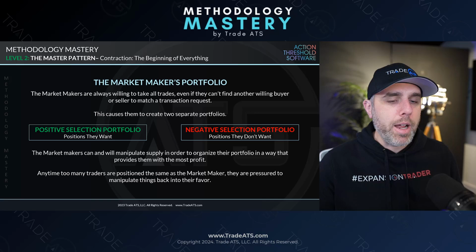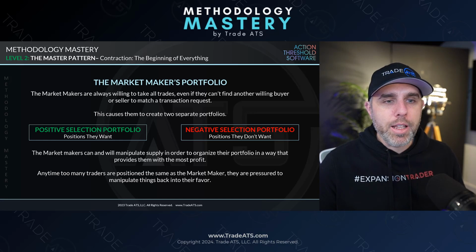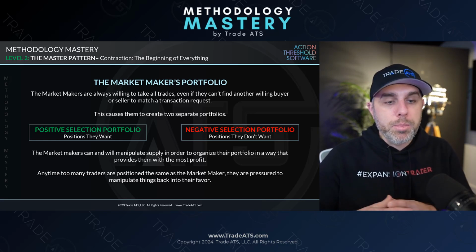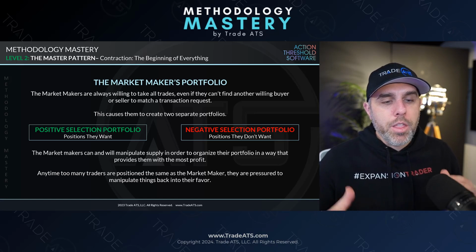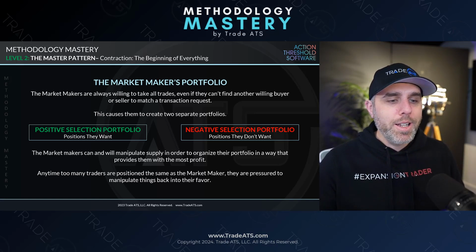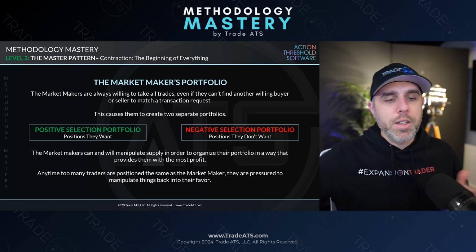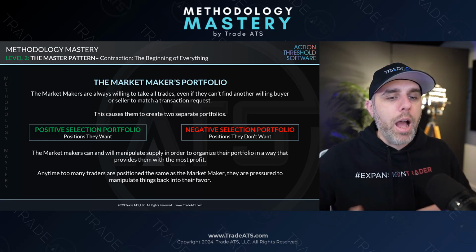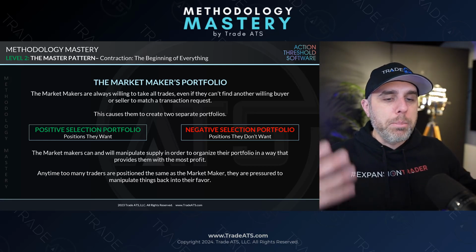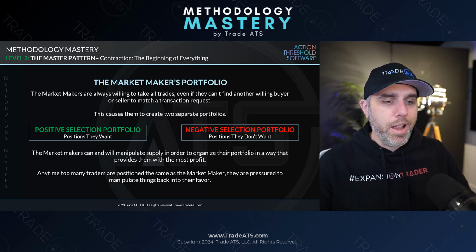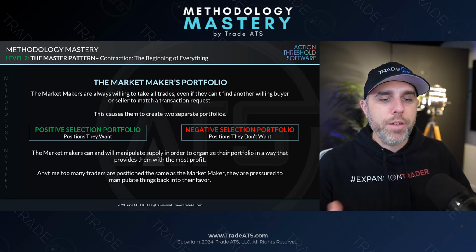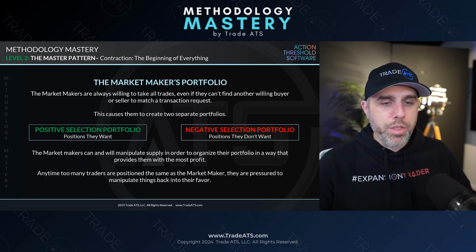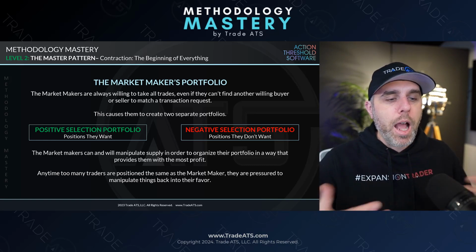If we're in a huge macro trend going upwards and they're net short, that would be part of their negative selection portfolio. And so as a market maker, from a proprietary trading standpoint, they are now going to be looking for ways to dump those positions that they don't want to have. How would you do that? If you had a bunch of short positions and you control the floodgates of supply, you have this manipulative power within limits, how would you do that?